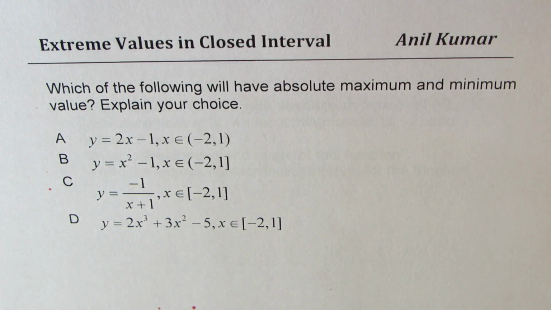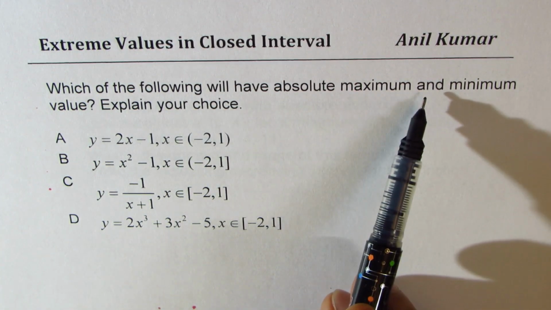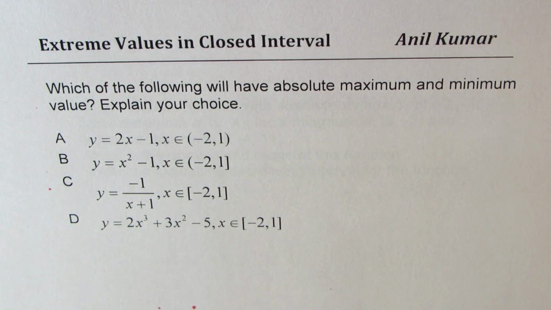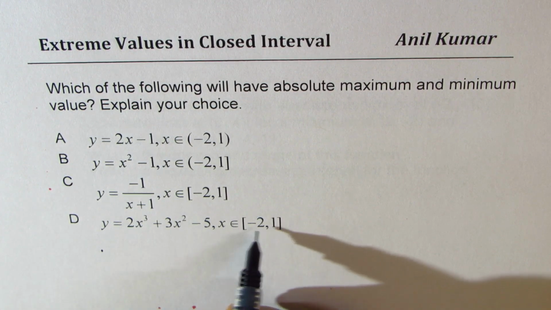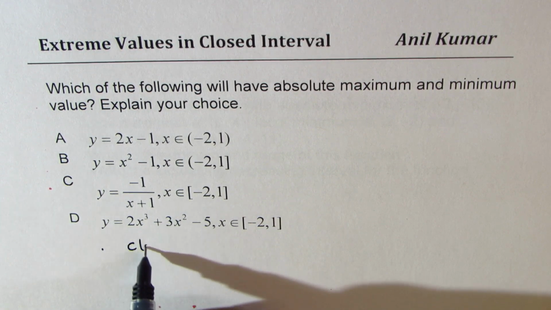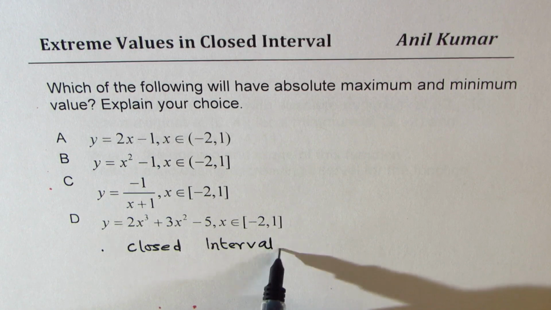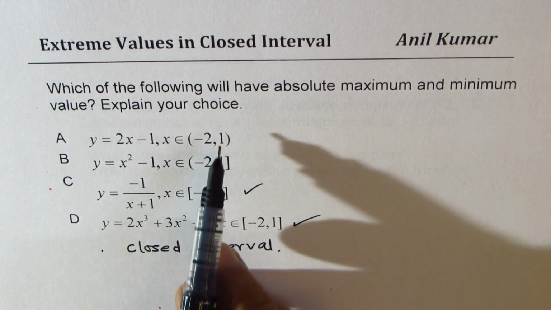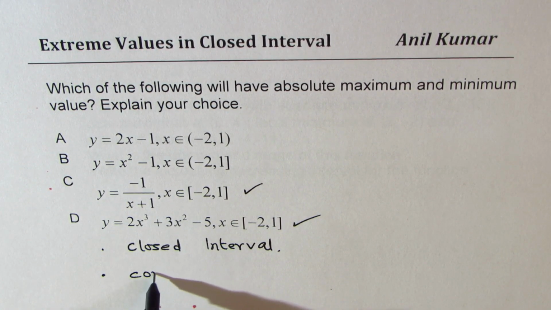The question here is, which of the following will have absolute maximum and minimum values? Explain your choice. Now in such questions, you should observe two things. First is, we are looking for boundary conditions, which is closed interval. So we have two options here, right? These two have closed intervals, the others do not have closed intervals. Second is continuous.